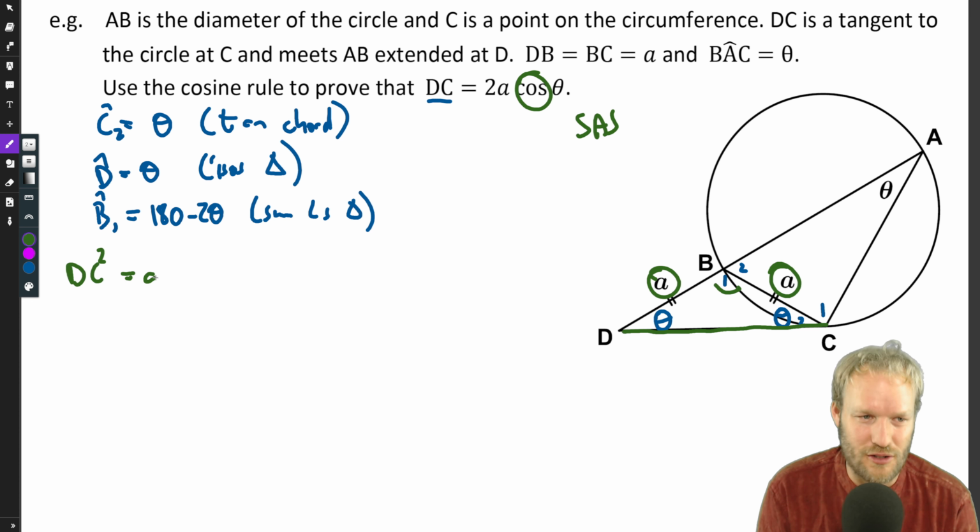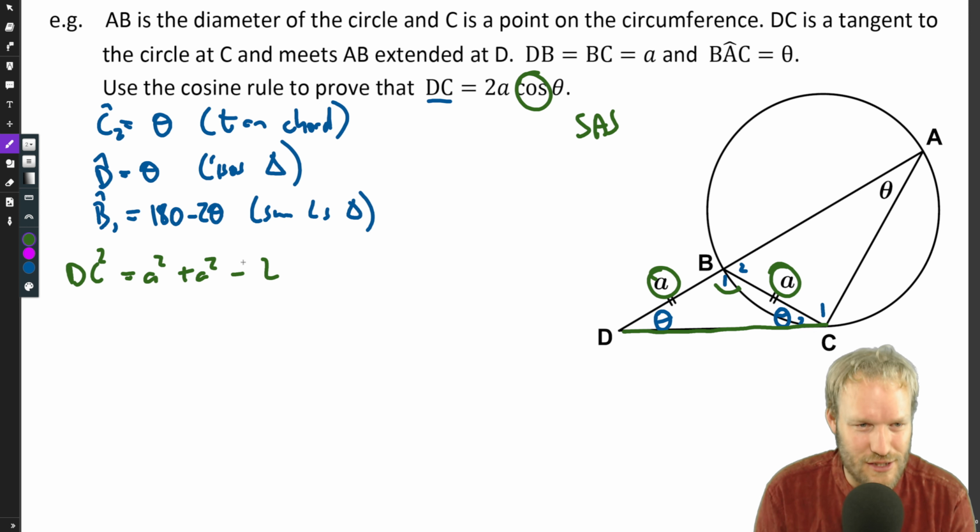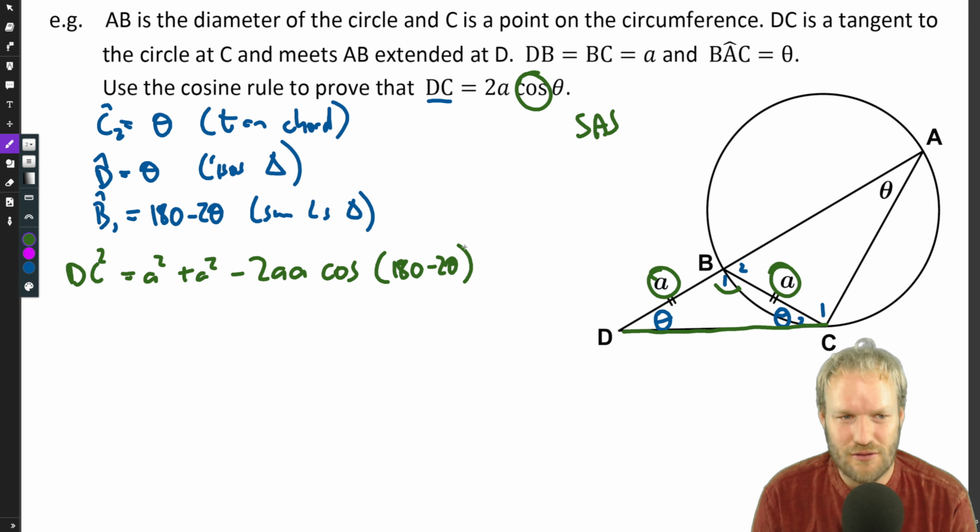DC squared equals A squared plus A squared minus 2A. Oh, my writing's needing a little bit of work here. AA cos that angle in between, which we said was 180 minus 2 theta. Okay, just our standard cos rule. And that's got all the bits of the puzzle we need. It's got thetas and A's and DC. So we're going to have to square root a bit later by the looks of it.